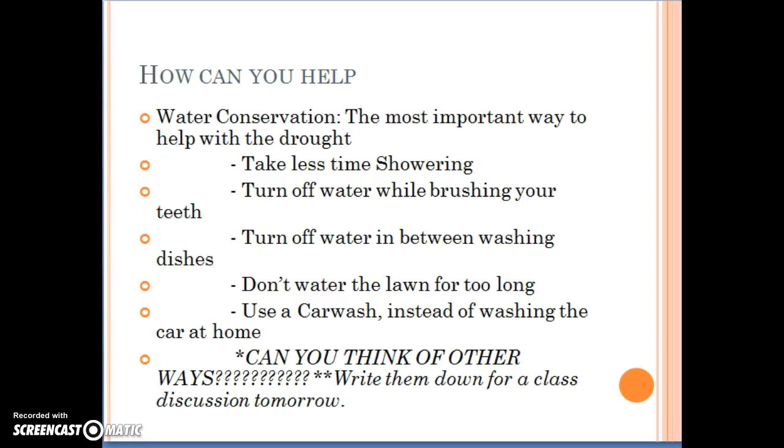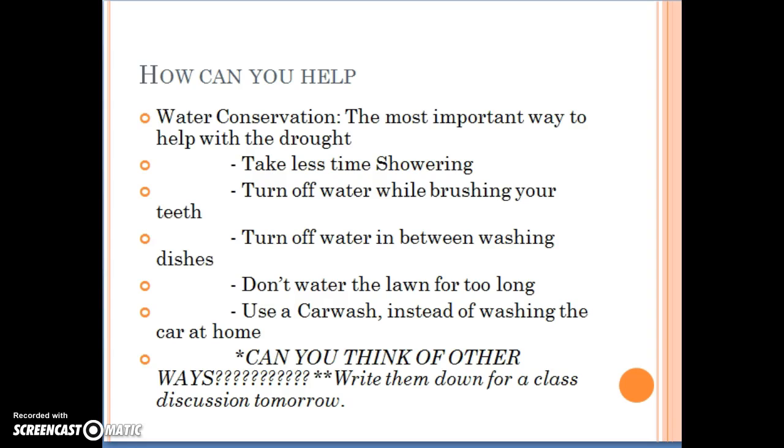So what can you do to help? One of the biggest things is water conservation. So here I listed some important tips to help you out. One of the biggest tips is taking less time showering. If you usually spend 10 minutes showering, you could spend approximately 6. Turn off your water while you're brushing your teeth. In between brushing, turn off the water.